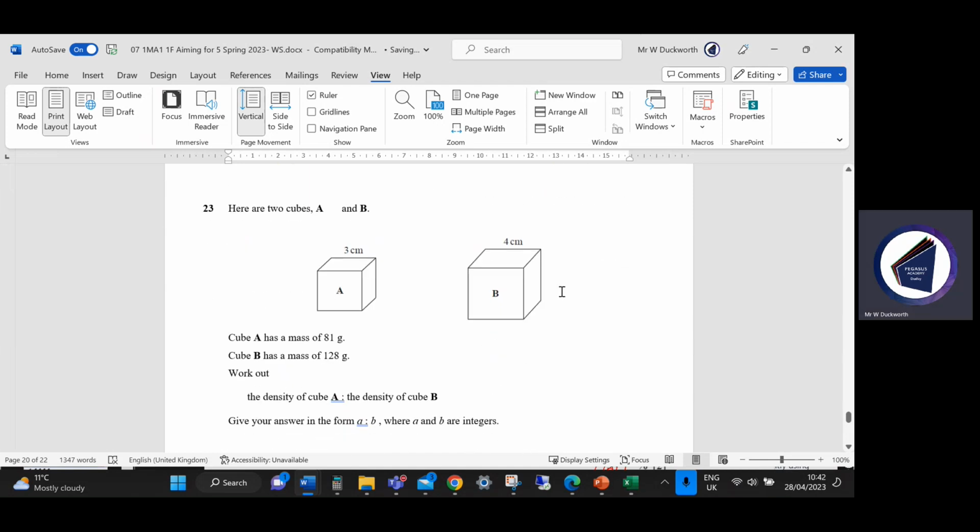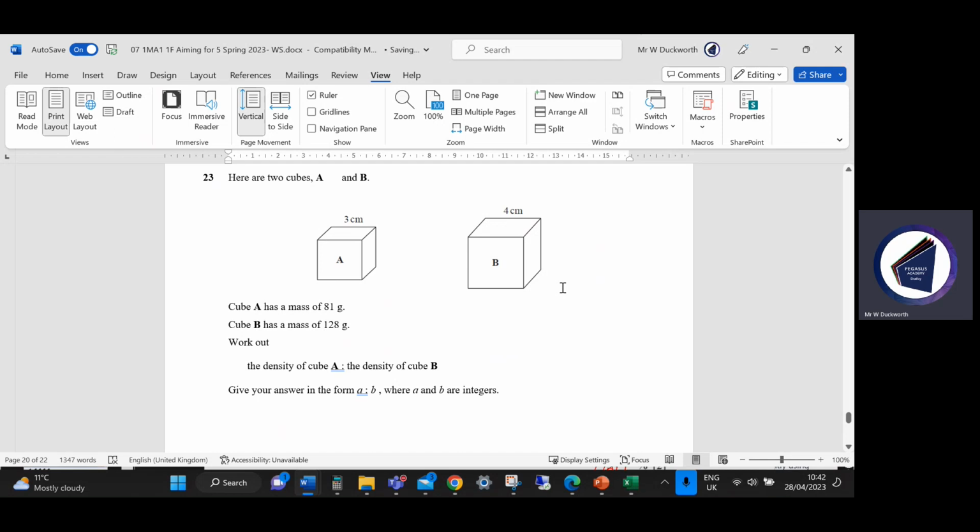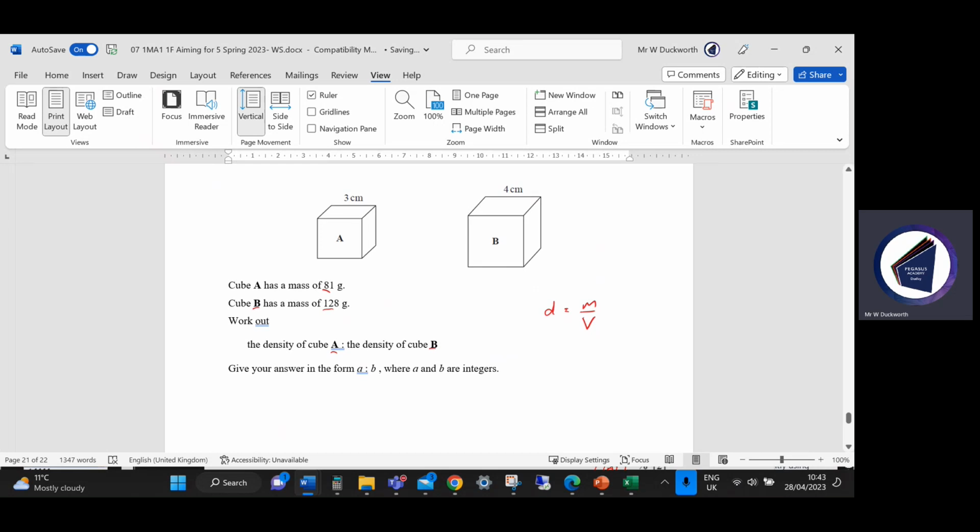Question 23 then. Here are 2 cubes, A and B. Cube A has a mass of 81, cube B has a mass of 128. Work out the ratio of the density of cube A to the density of cube B. Right, so for density, density is mass divided by volume. So currently we don't have the volume of either of the cuboids. It's not too bad to work out though.